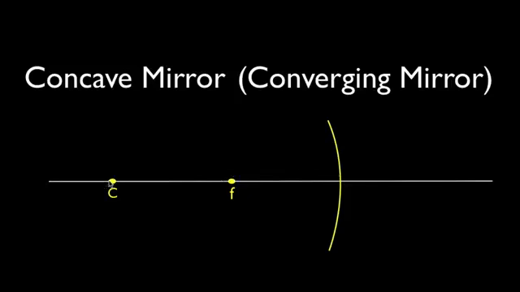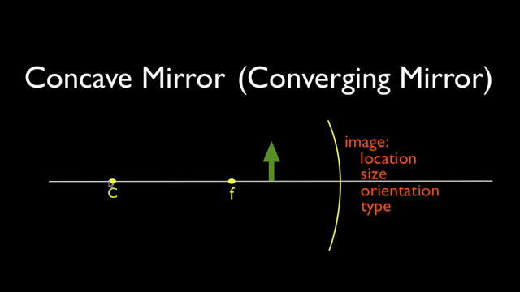Now what we want to be able to do at the end of this video is, regardless of where we place the object, whether beyond C, at C, between C and F, at F, or inside of F, draw the ray diagram and describe the image. After a little practice, you should be able to describe the image before you even draw the ray diagram, and then you draw it to let your teacher know you know how, and to confirm what you know about the image. You should be able to say something about the location of the image on the principal axis, the size of the image relative to the object, the orientation of the image, and the type of the image.